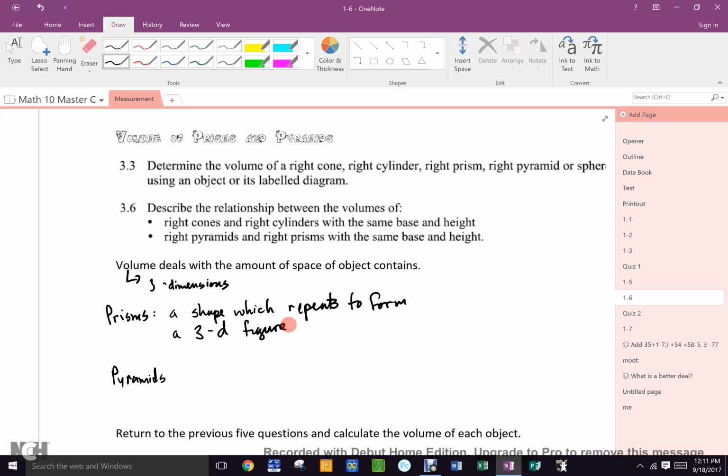Okay. So let's start with this piece of paper right here. How much space does this piece of paper take up? Not that much. Technically. The width, which is 11.